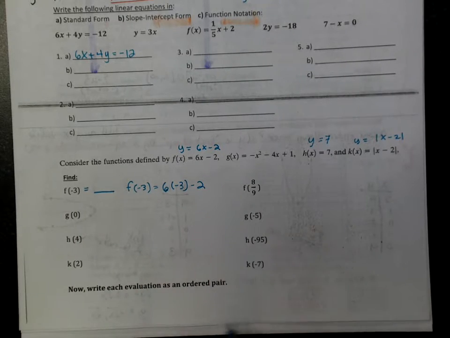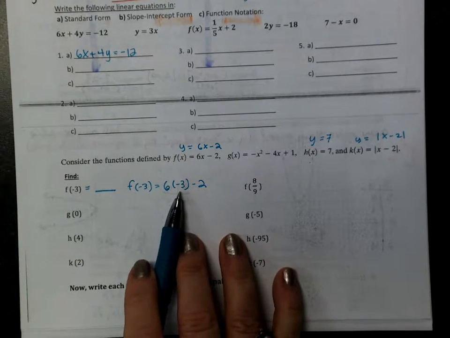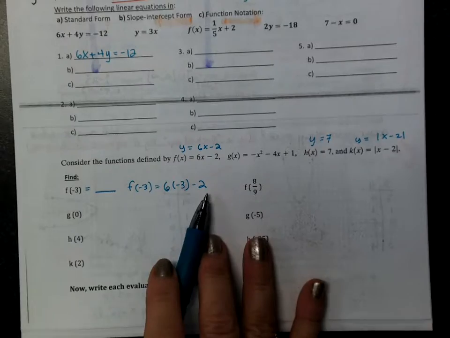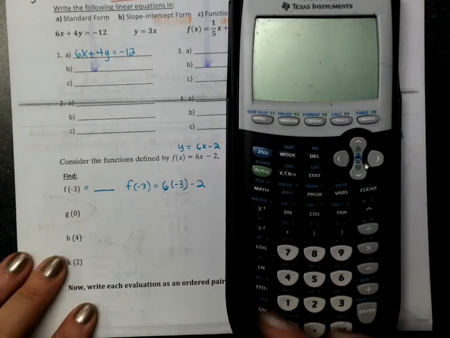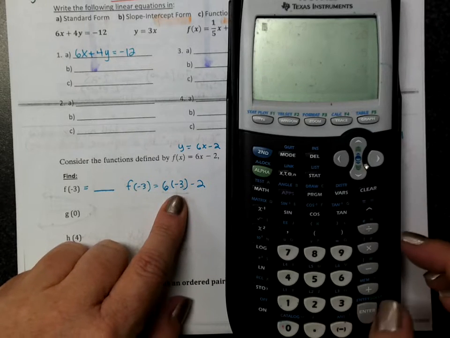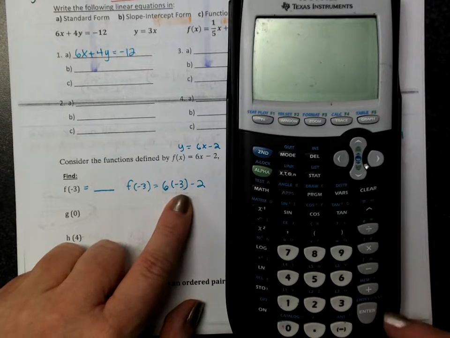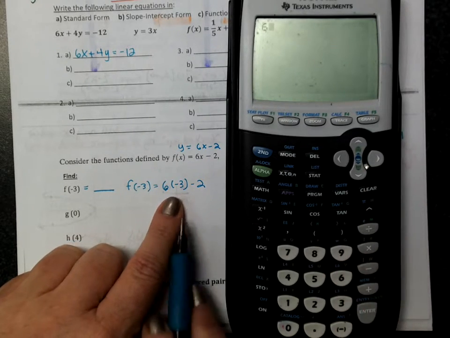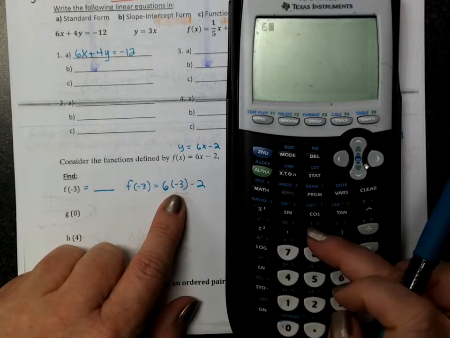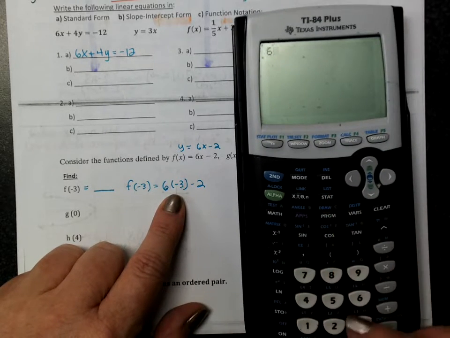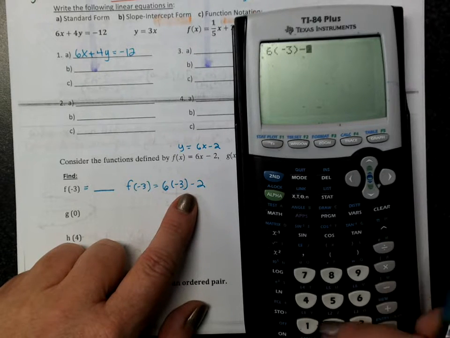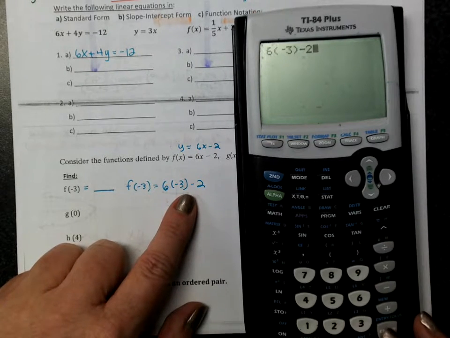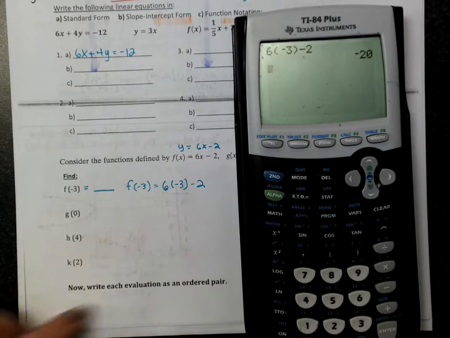Now I can evaluate that mentally by hand, or I can enter it in my calculator. I can see that -18 minus 2 is -20, but I'll show it as a calculator thing. I could store that -3, but it's maybe a little overkill for something this short. I can just do 6, and I always write it down first so I don't forget my parentheses, and I type it in exactly like I see it. 6, parenthesis, -3, close the parenthesis, minus 2. Okay? That tells the calculator exactly the order of operations and where the negative is, and it evaluates to -20.